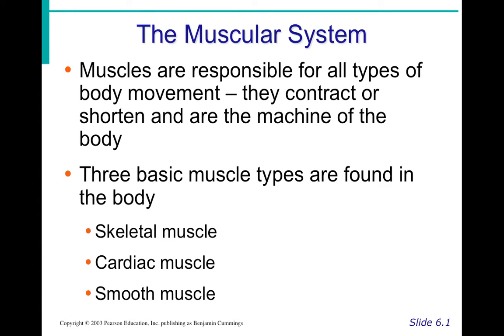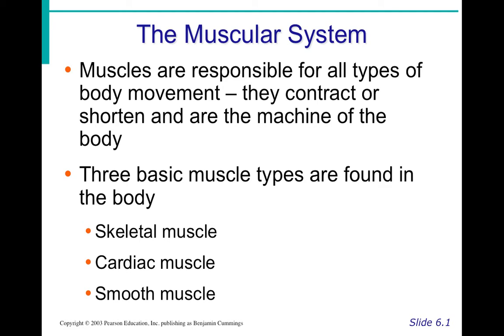Alright, so our muscular system. We're learning about muscles because they're responsible for all our types of body movement. All a muscle can really do is contract or shorten up and then relax and become longer. That's about it. But they are really the way we move, the way we speak, the way we do a lot of things. It's all controlled with muscles.